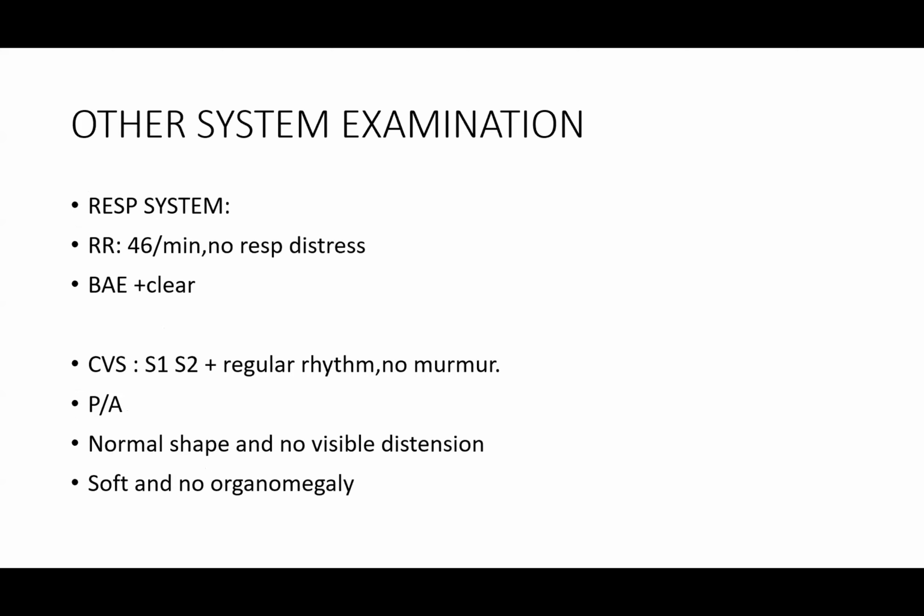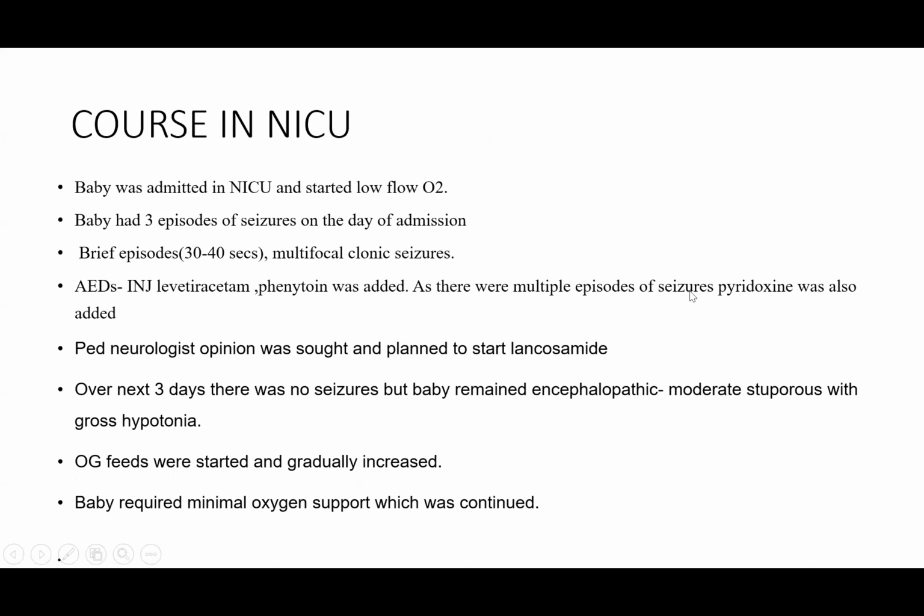Other system examination: respiratory system wise, there was no tachypnea or respiratory distress, and bilateral air entry was there with clear vesicular breath sounds. Cardiovascular wise, S1 and S2 appreciated and regular rhythm with no murmur. Abdomen was normal in shape with no visible distension, and there was no organomegaly.